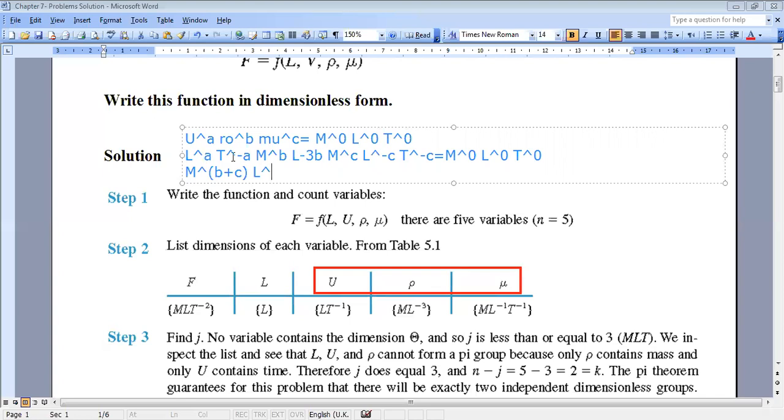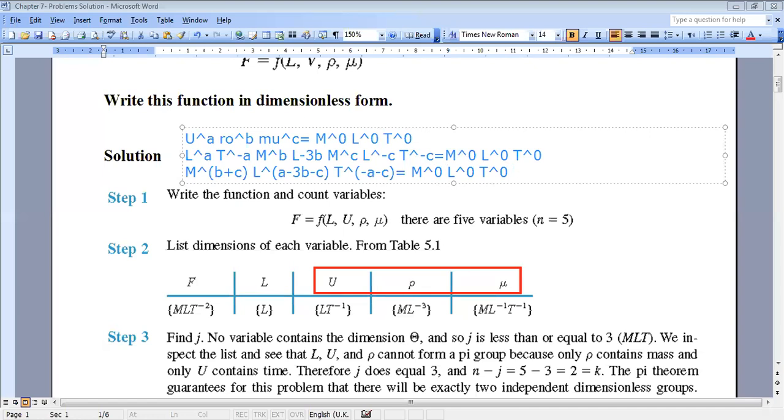Now, for L, what do I have? I have A here, and I have -3B and -C. So I have A minus 3B minus C. This is the coefficient of L. And finally, for T, I have -A and -C, so -A minus C. This equals, from the other side, to have a dimensionless group, M to the power 0, L to the power 0, and T to the power 0.